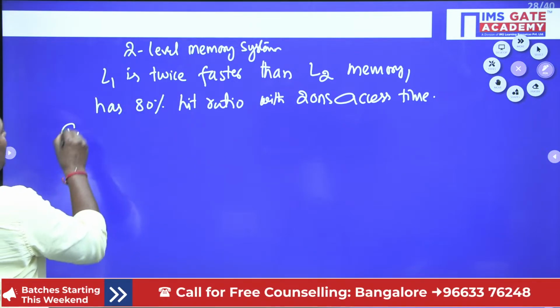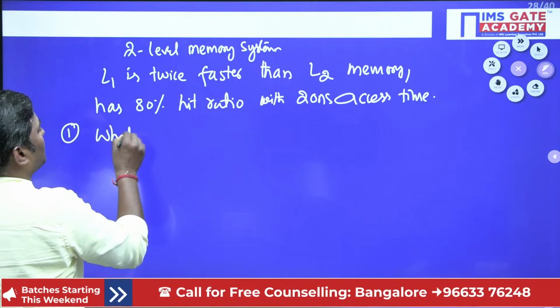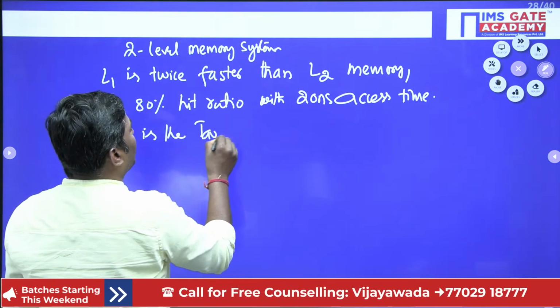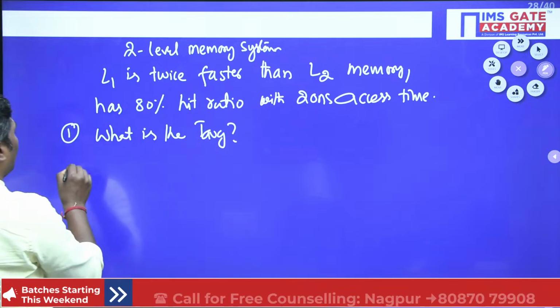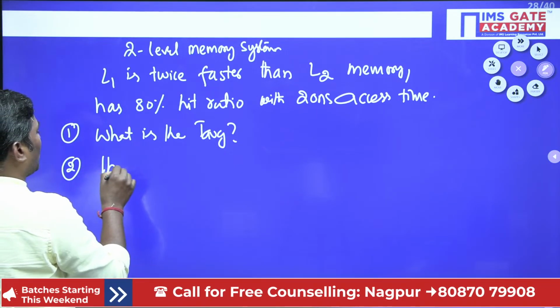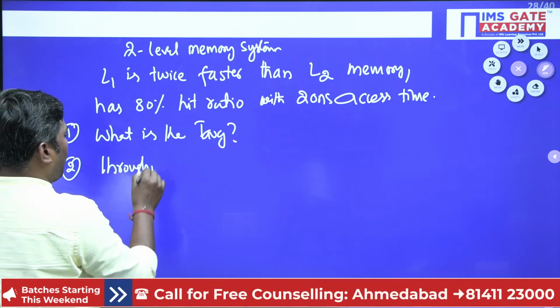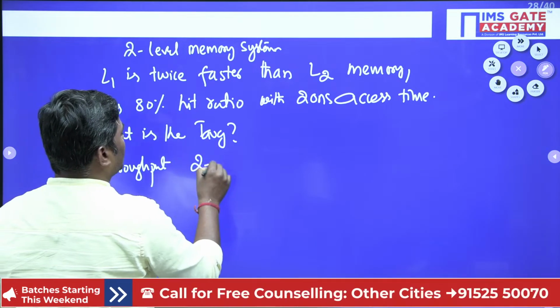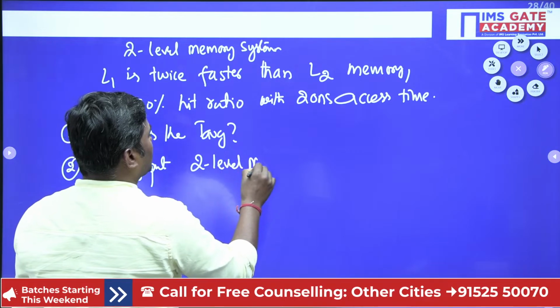Question number 1. What is the average access time with a 2-level system? And second question, what is the throughput of the 2-level memory system? They have asked.